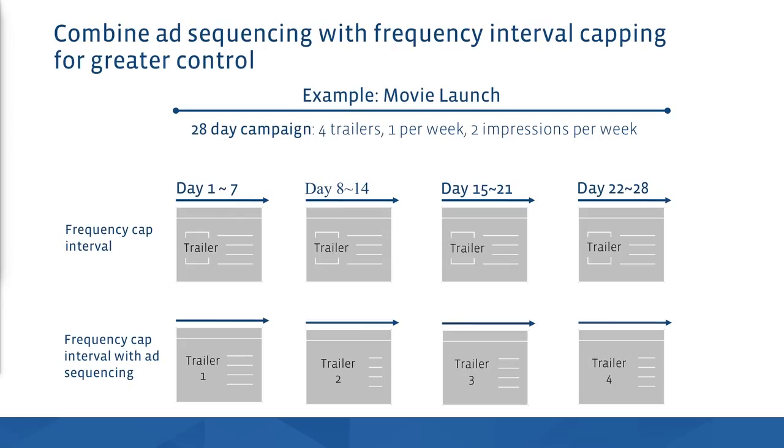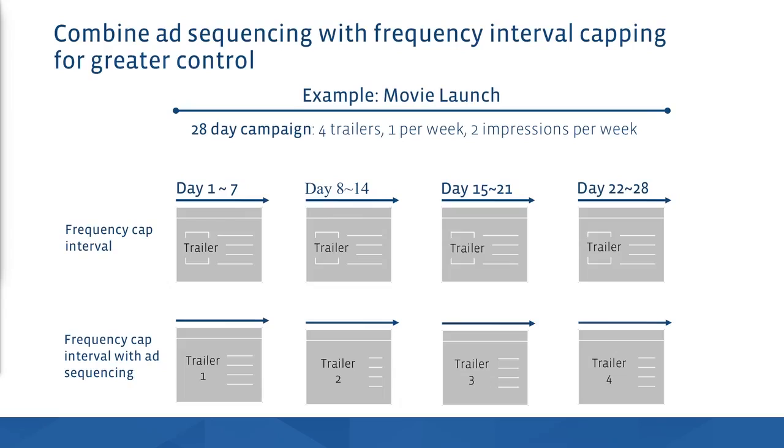So let's dive into a real-world example of ad sequencing and the frequency cap. Common use cases for these features are if you have multiple messages you want to deliver in a sequence, or if you have time constraints that require your ads be delivered during certain time frames within your campaign. A great example of when to use ad sequencing or the frequency cap interval is a movie launch.